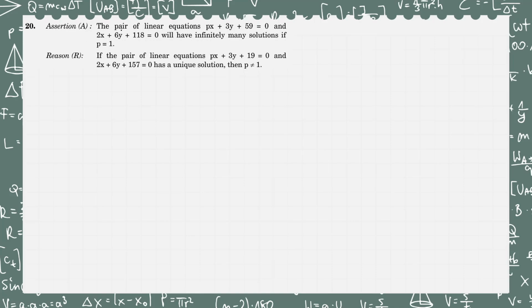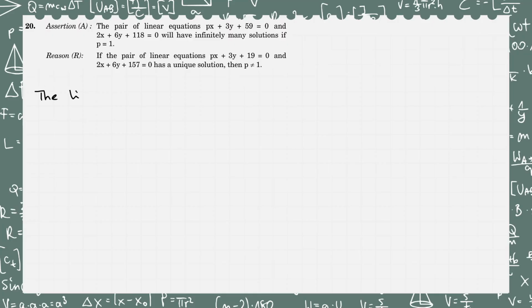The assertion is given like this: the pair of linear equations px plus 3y plus 59 equal to 0 and 2x plus 6y plus 118 equal to 0 will have infinitely many solutions if p equal to 1. And let us read the reason now. If the pair of linear equations px plus 3y plus 19 equal to 0 and 2x plus 6y plus 157 equal to 0 has a unique solution, then p not equal to 1. Okay. So, one thing we have to understand is the condition for infinitely many solutions.